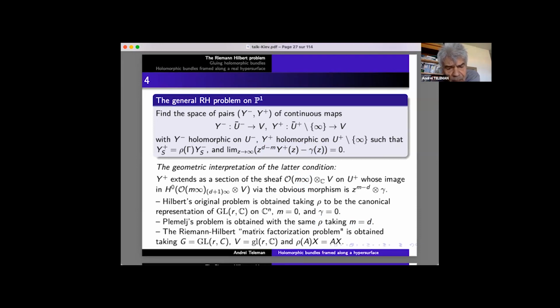And also I mentioned here the matrix factorization problem. If you Google Riemann-Hilbert problem, then you will not be sent to the papers of Hilbert and Plemelj as it should be, which in my opinion is an omission of the mathematical community, but to a more modern version, what is called the matrix factorization problem. I don't get into details here, but if you go to Wikipedia and Google Riemann-Hilbert problem, you will find a very interesting page which deals with the matrix factorization problem, and it can also be obtained as a special case of the general formalism.